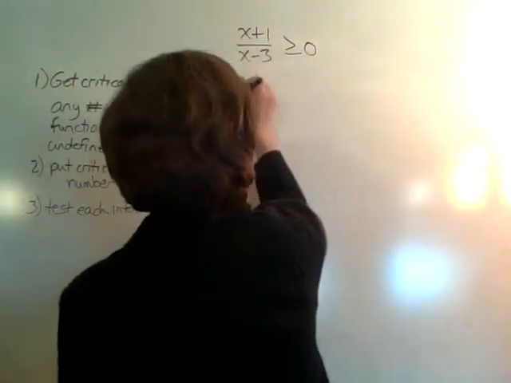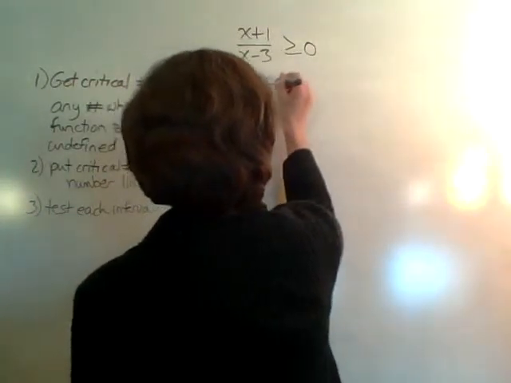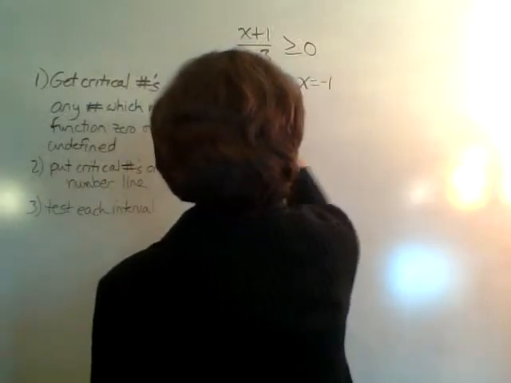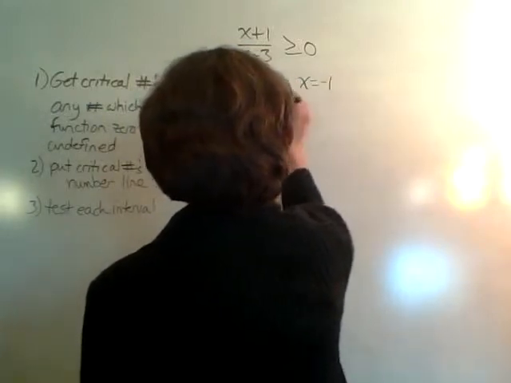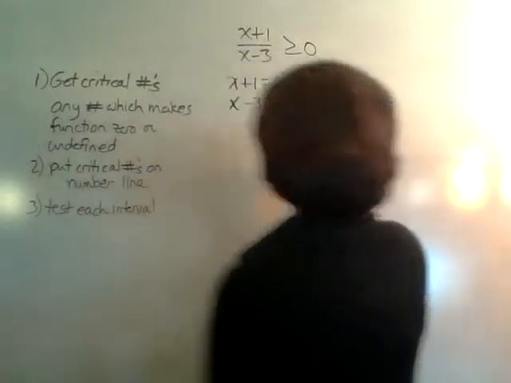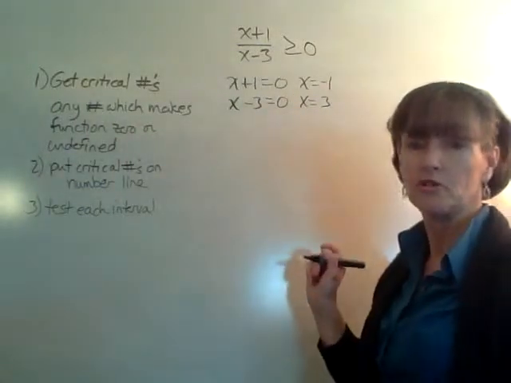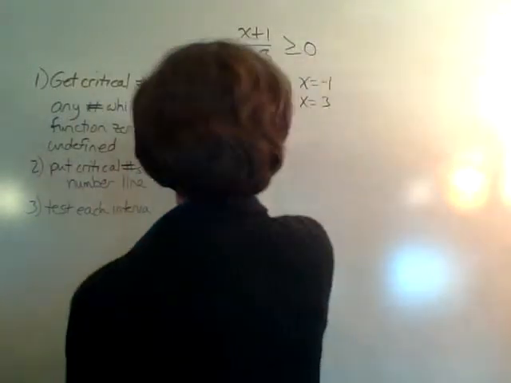So I set the numerator equal to 0, and I get x equals negative 1. I set the denominator equal to 0, and I get x equals 3. So negative 1 and 3 are my critical numbers. Now I will put those on a number line.